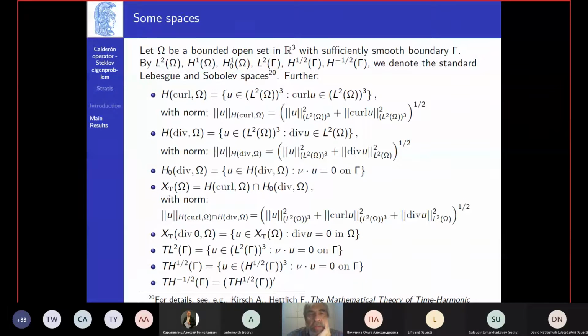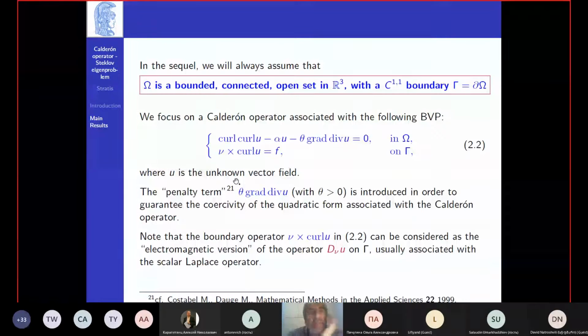We need some function spaces. They are standard in electromagnetics, so I'm not going to stay in this frame much more. And so I've written them down just to be complete, let's say, for sake of completeness. Now, in this part of the talk, on the work that we did with Pier Domenico Lamberti, we consider throughout that omega is a bounded connected open set with a C^{1,1} boundary. Some of the results we can do with not C^{1,1}, but with, let's say, worse boundary, but not all of them. So we stick to this case so that everything works fine.